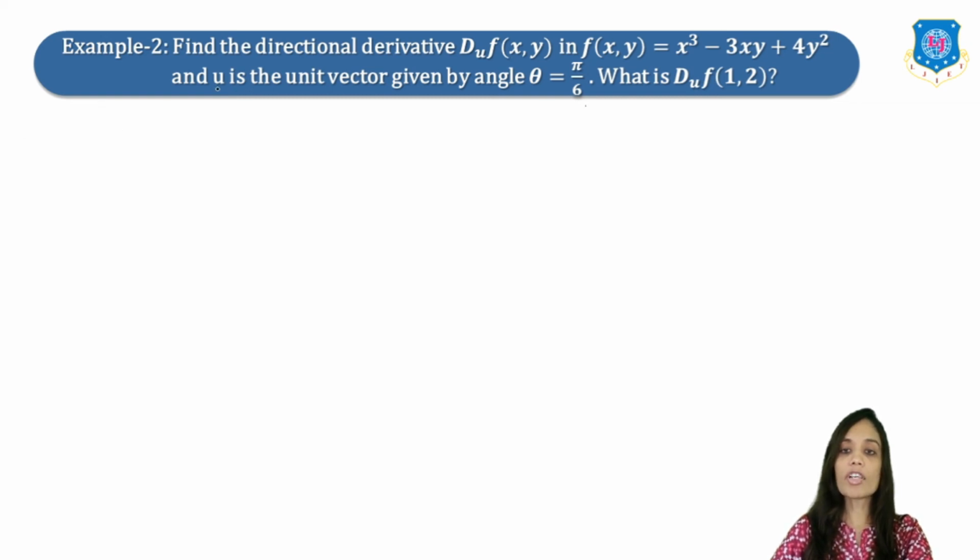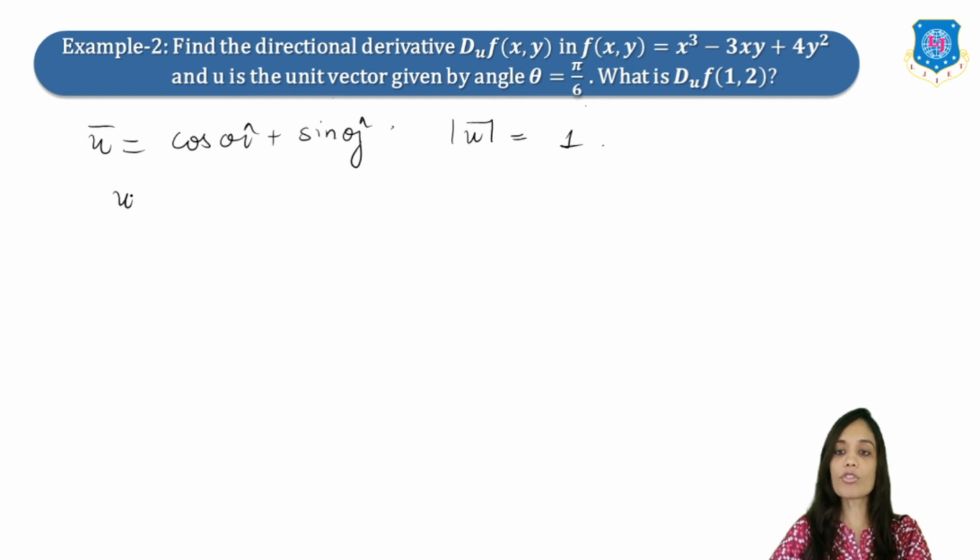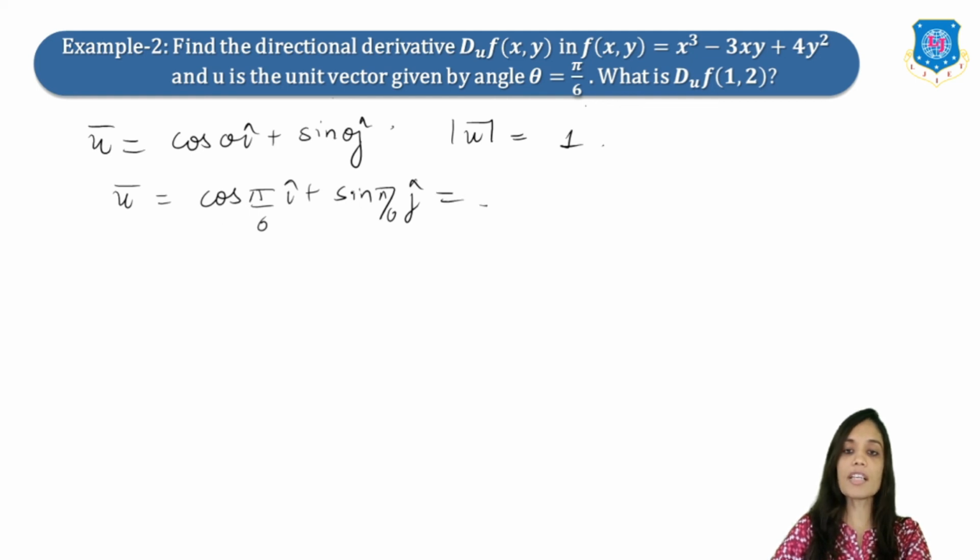So whenever you are given a unit vector, you can write your u bar as cos theta i cap plus sin theta j cap. Right? If you take the modulus of u or the length of u, it will be 1. You can see, right, from this. So now just put the angle theta. So u bar will be equal to cos pi by 6 i cap plus sin pi by 6 j cap. So now we know the values of cos 30 and sin 30. So our u bar will be root 3 by 2 i cap plus 1 upon 2 j cap. So we have obtained our u bar.